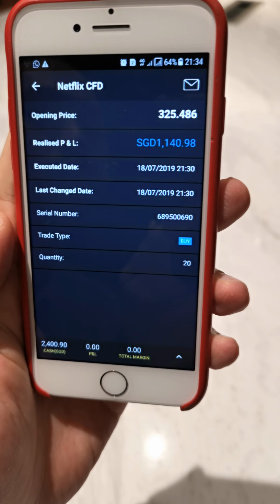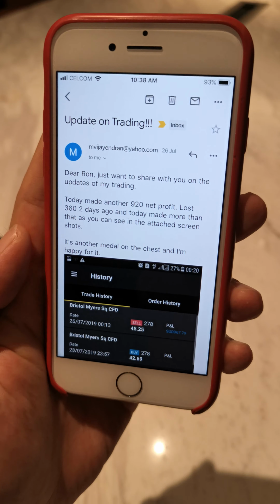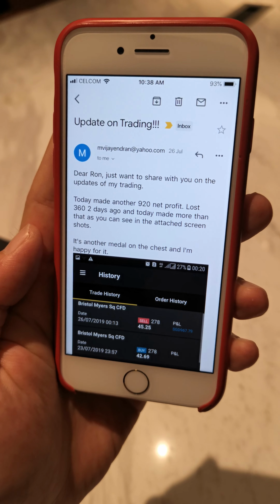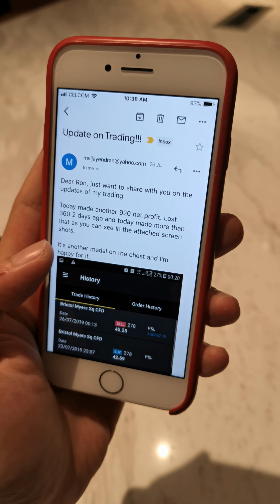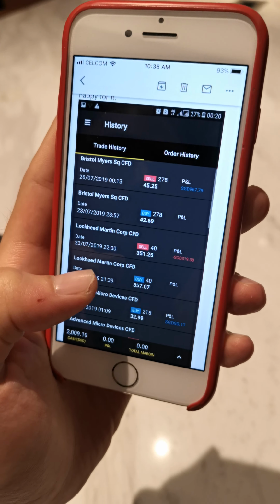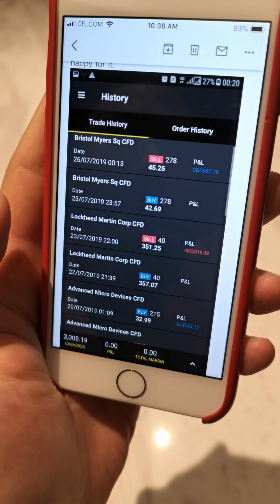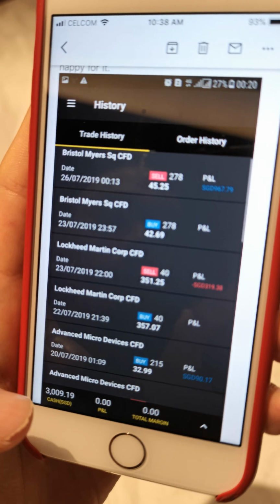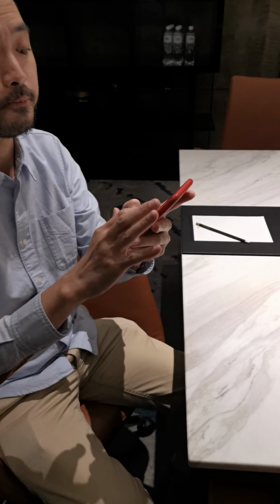Then, just when I thought he was not trading anymore, suddenly he wrote me an email with an update of his trading. He made another $920, and lost $360 the next 2 days. He sent me his record, and he made like $900. He lost $360 something, and he made like $3,000. And just like earlier on, he sent me another record.